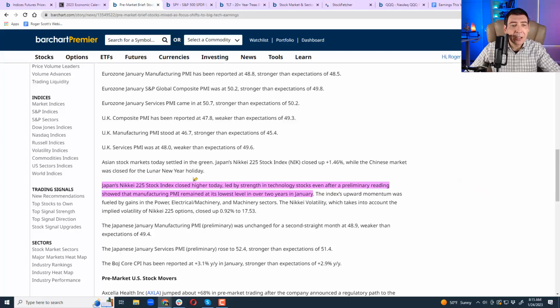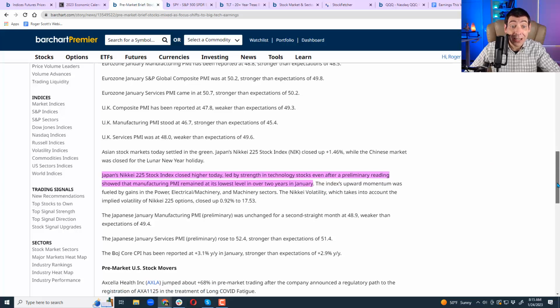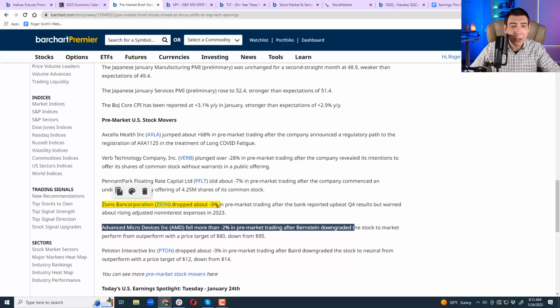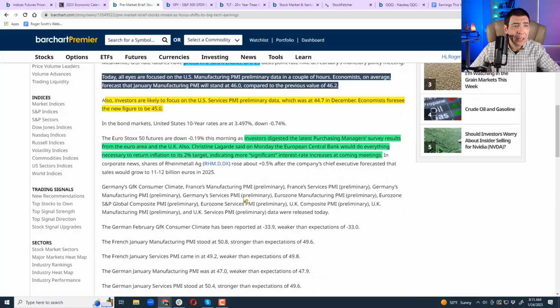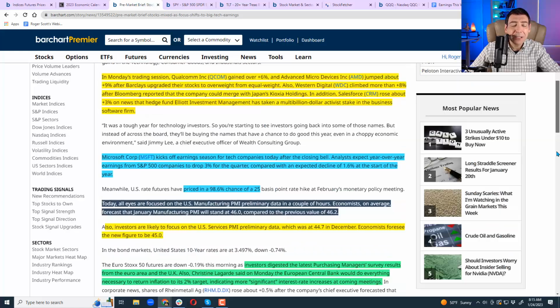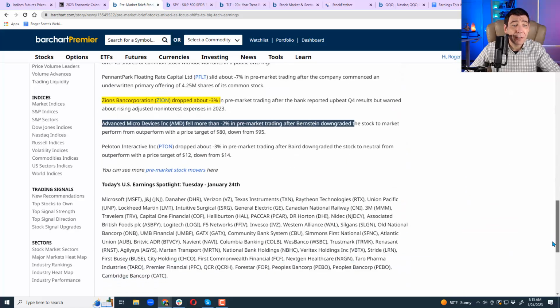Nikkei closed higher. Technology stocks are following the U.S., even after a preliminary reading showed the manufacturing PMI remained at its lowest level in 2 years. Wow, that's bad. Remember, they have a lot of cars they're manufacturing. Pre-market movers, we've got Exxon Bank dropping more than 3%. ADM fell more than 2% after a downgrade. But yesterday, ADM went up 9%. So things are just all over the board. We've got to be very careful.